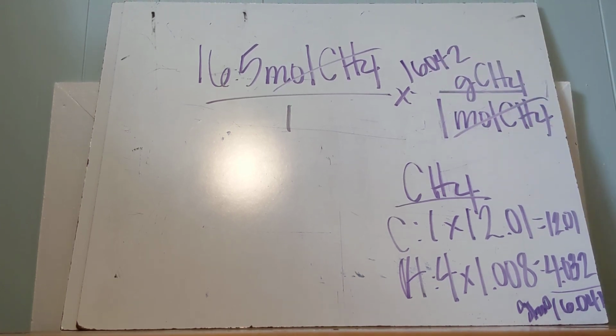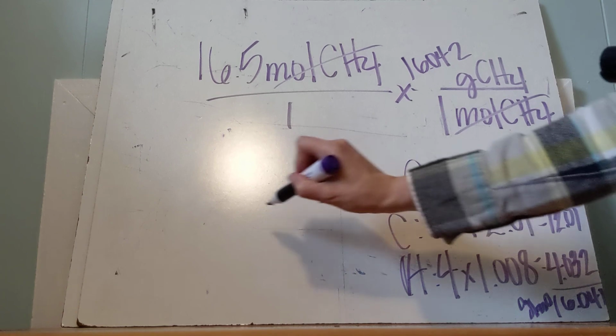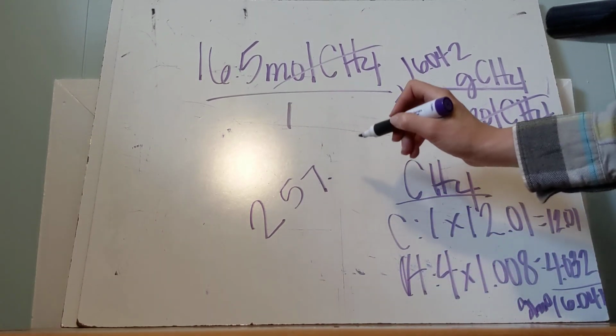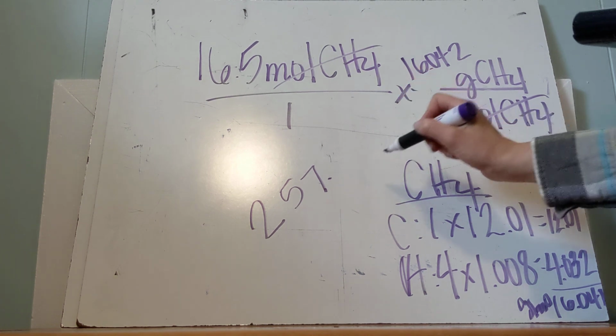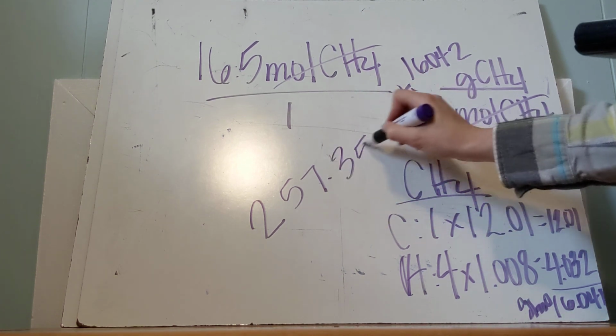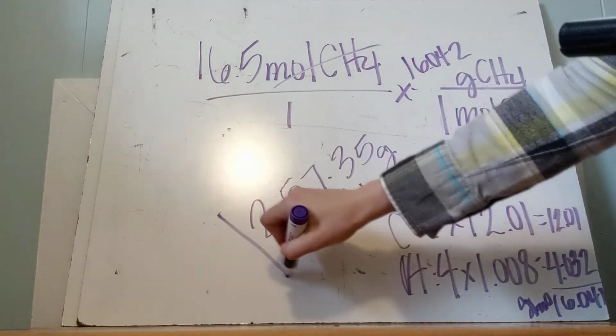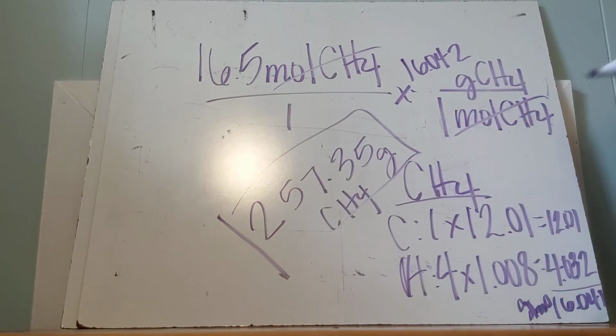All right, so I'm going to get 16.5 multiplied by 16.042 over 1. 257.35 grams of CH4 methane should be your final answer.